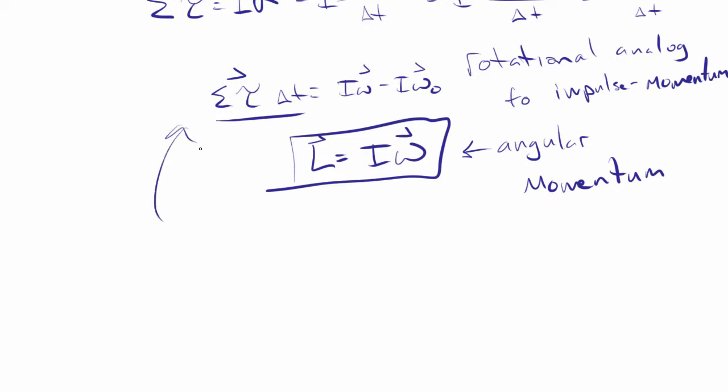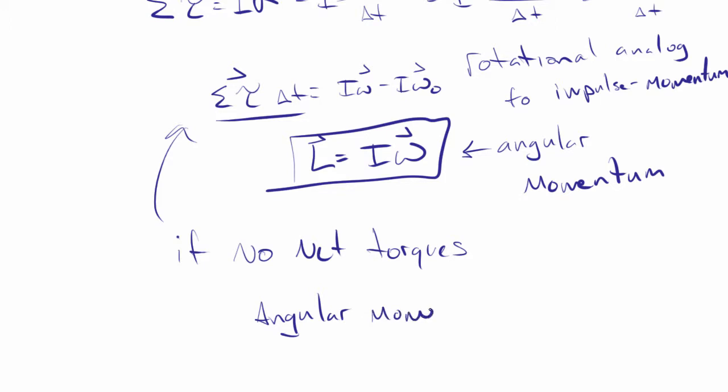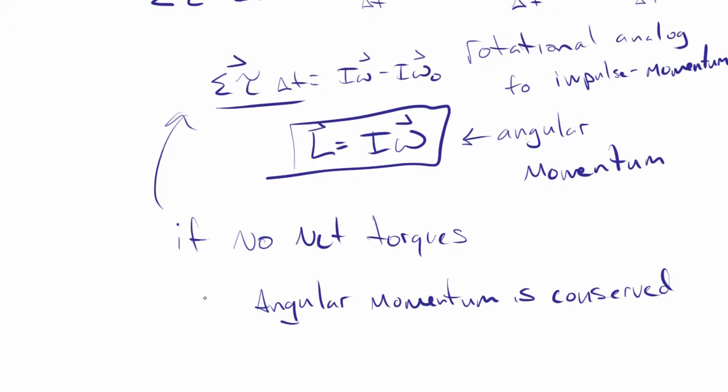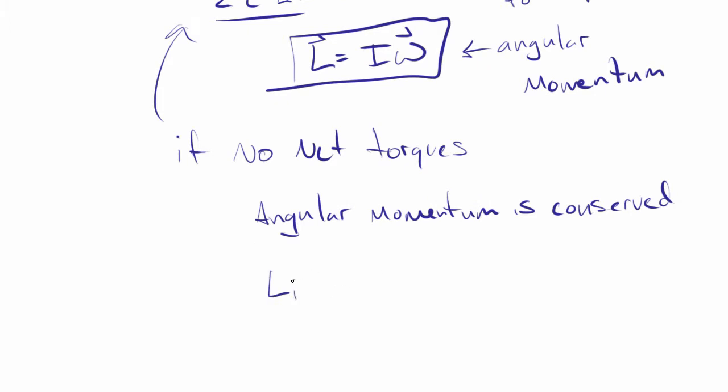But what this equation up here says is that if there are no net torques, then angular momentum is conserved, just like if there are no net forces, then linear momentum is conserved. And in that case, I can write an equation that looks very similar to what I've written before for linear momentum. L sub i is equal to L sub f. And conservation of angular momentum pops up all over the place in this universe. And so that's why it's pretty fun.